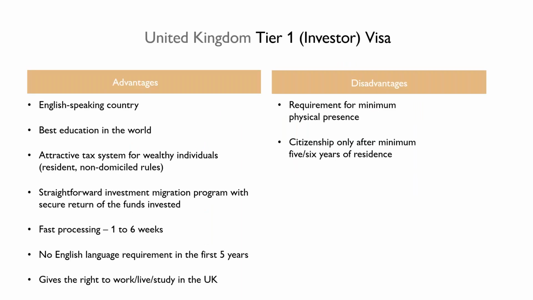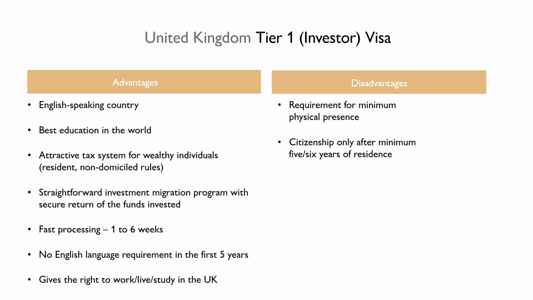The main advantage is, like I said, it's an English-speaking country, with the best possible education system in the world. In terms of tax, despite popular belief, the UK is actually not as bad as many others. Out of the top 5 countries in the world, the UK really doesn't have the worst tax system for wealthy individuals, and that actually justifies why we have so many rich people here in London.